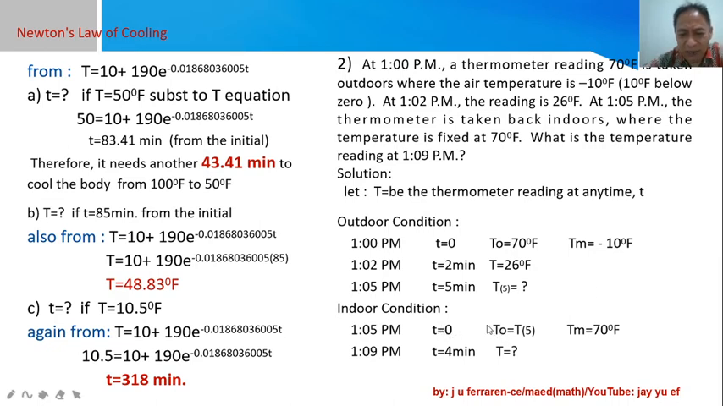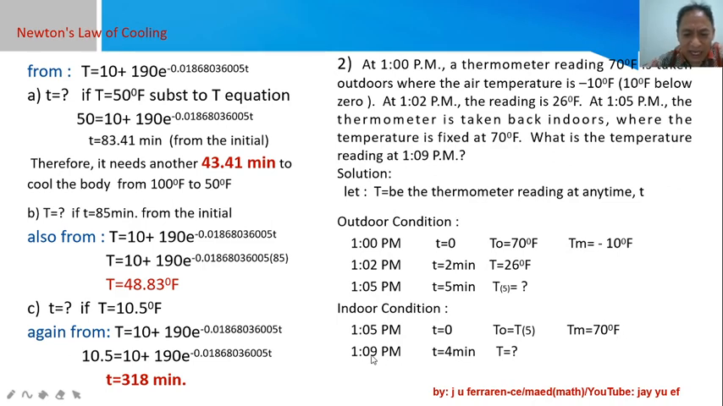So our initial thermometer reading at that time will be the same as the thermometer reading after 5 minutes in the outdoor condition. You need this because it will serve as the initial thermometer reading in the indoor condition. The body temperature has a reading at T of 5, the temperature when the reading was taken at 1:05. The T sub M, the temperature of the surrounding, is the room temperature, which is 70 degrees Fahrenheit.